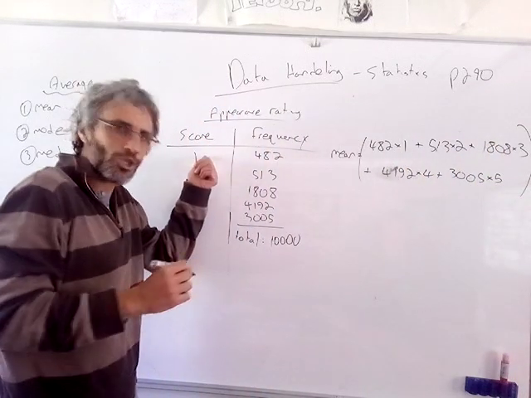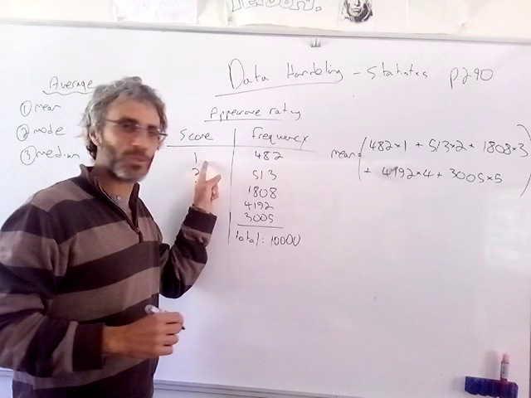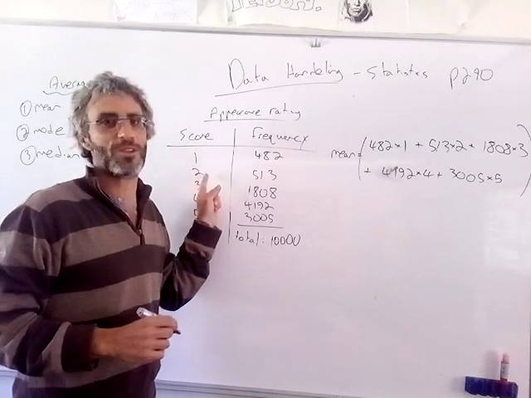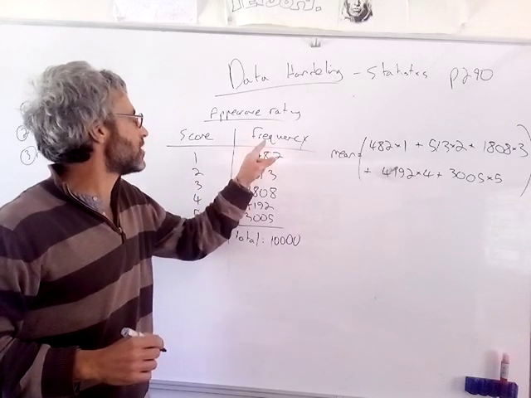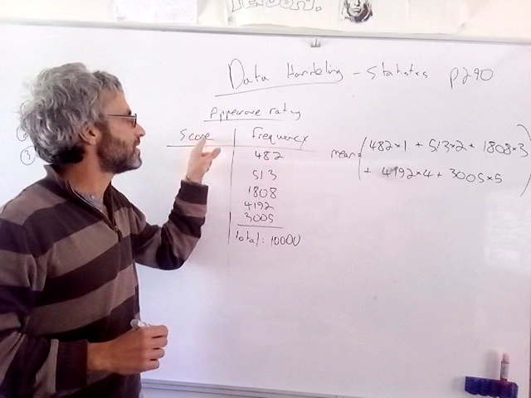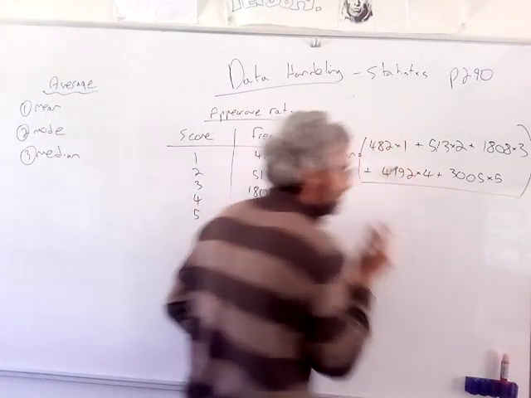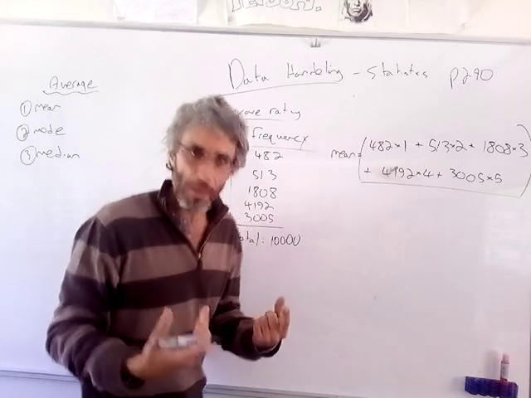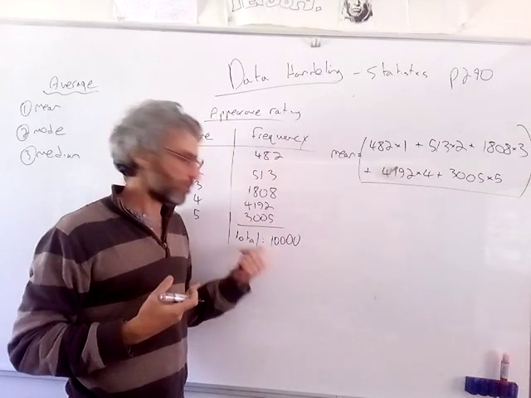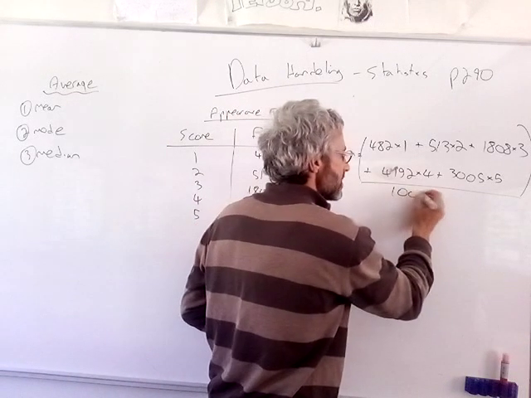You understand? It's not just 1 plus 2 plus 3 plus 4 plus 5, because there was more than one person voting 1, more than one person voting 2. So I have to multiply. What I'm doing is multiplying frequency times score, and then I have to divide all this by the number of people. That's why I needed to begin with to add the total number of people. So I divide that by 10,000.